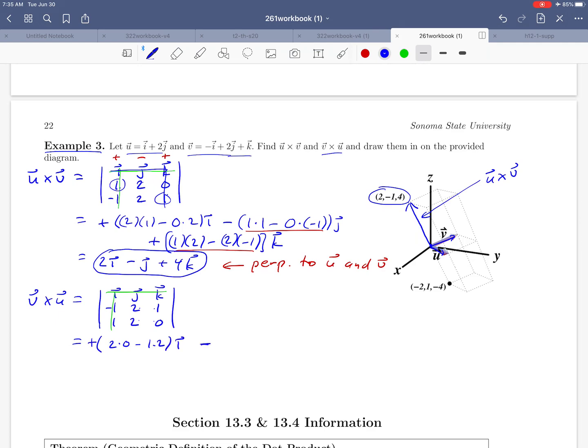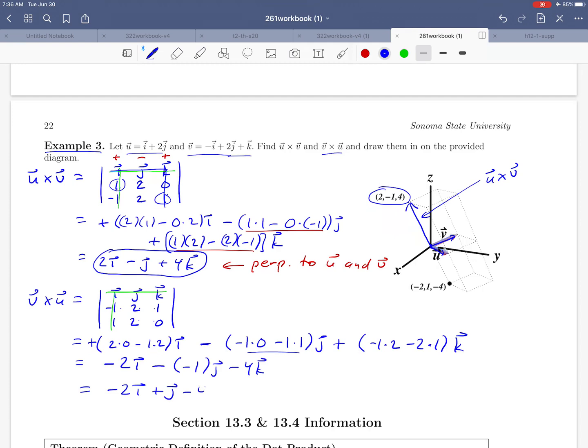Then we move on to j. There's going to be a minus sign associated with that, and that's going to be -1 times 0 minus 1 times 1. And then finally we move on to the k. That's going to give us a plus -1 times 2 minus 2 times 1. If we work those calculations out, 2 times 0 minus 1 times 2 gives us a -2i. Then minus, and -1 times 0 minus 1 times 1 gives us a -1, so plus j. And finally you can do the arithmetic on the last one and see that we get -4k, which simplifies to -2i plus j minus 4k.